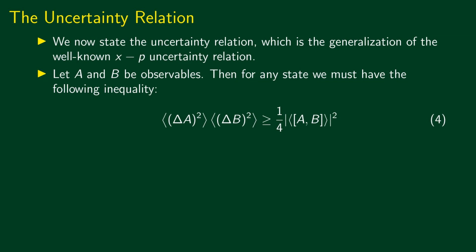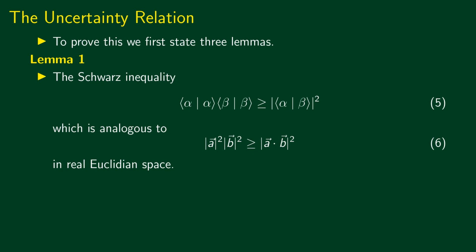This means that if you are talking about compatible observables, there's no uncertainty between them. We can measure observable A and observable B simultaneously without any uncertainty. Now to prove this relation, we must state three lemmas. We will be proving this using three lemmas.